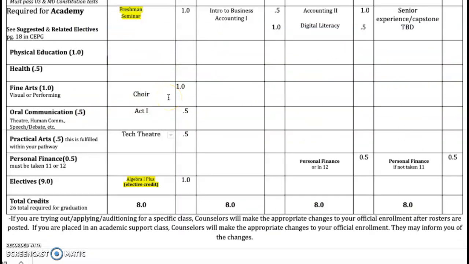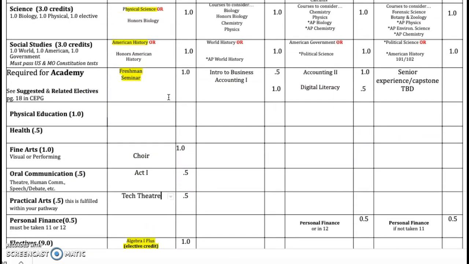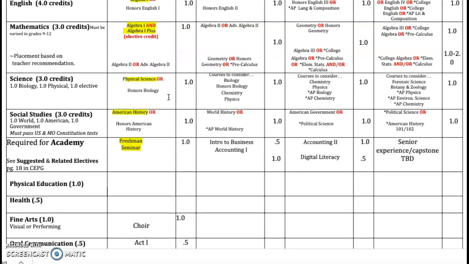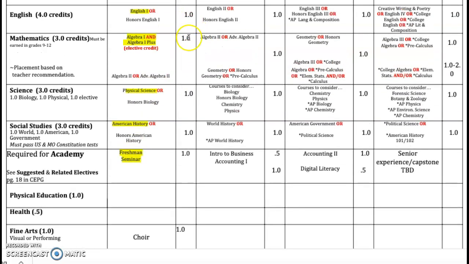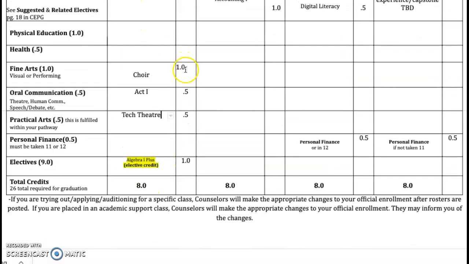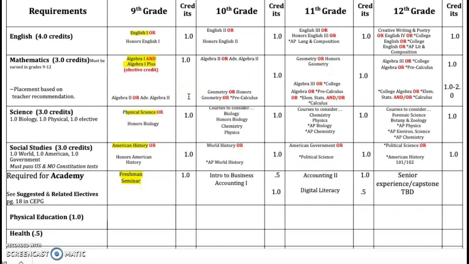The other thing I want you to notice is that I went ahead and made sure that I had 8 credits listed. I get 1 for English, 2, 3, 4, 5, 6, 7, 7.5, and 8. So now I have 8 classes that I know that I took this year. If you failed a class, don't put it on here because you've got to go back and make that up over summer school.